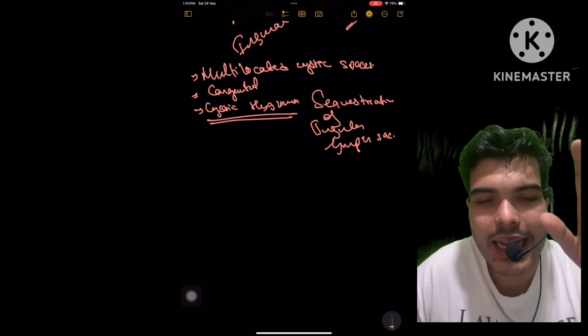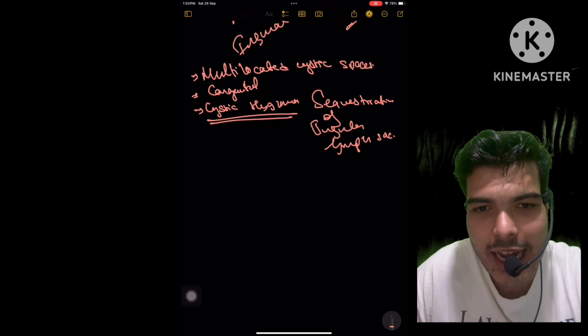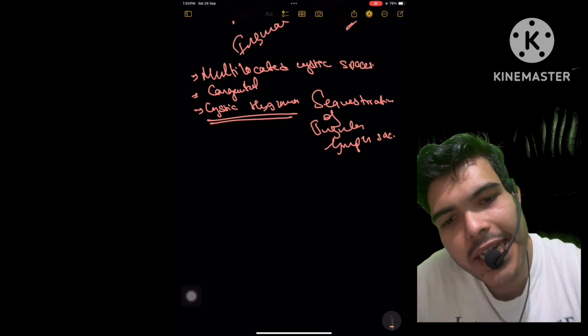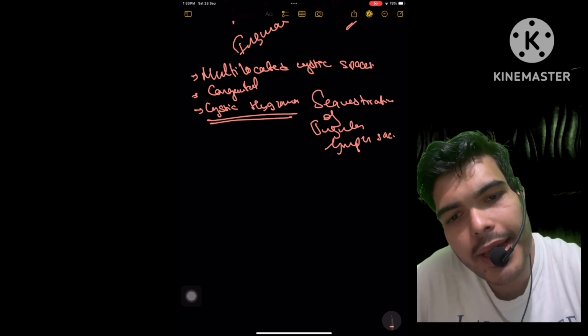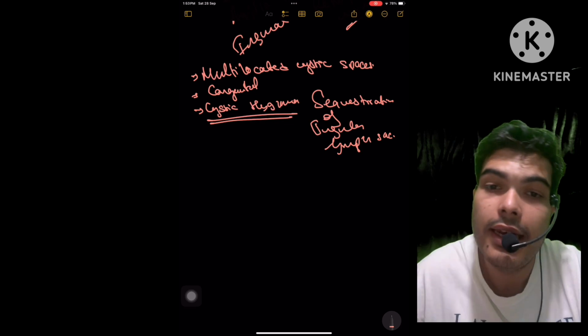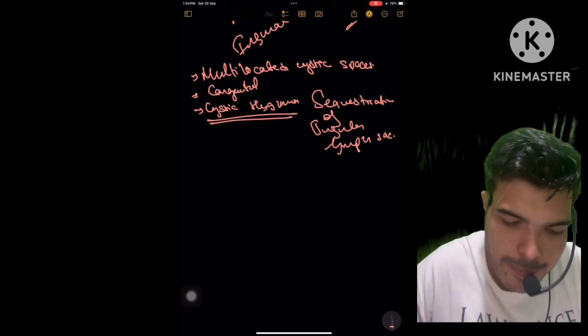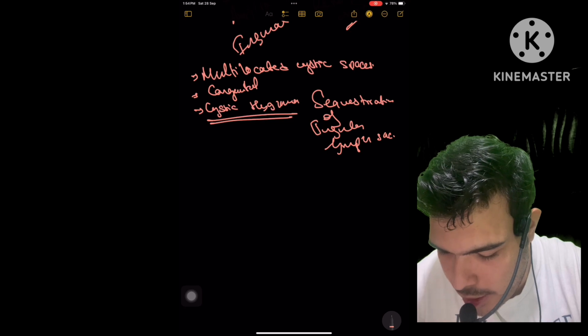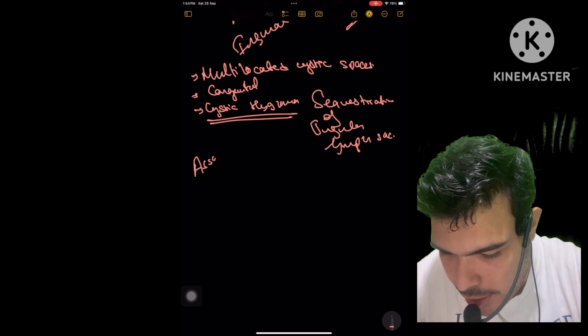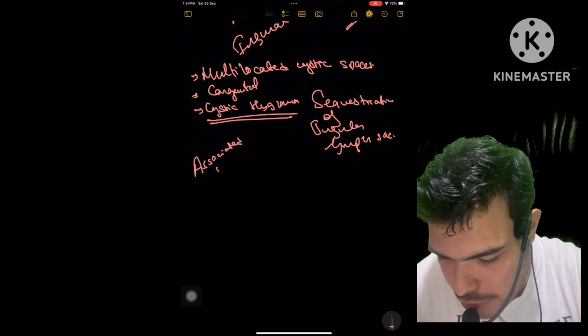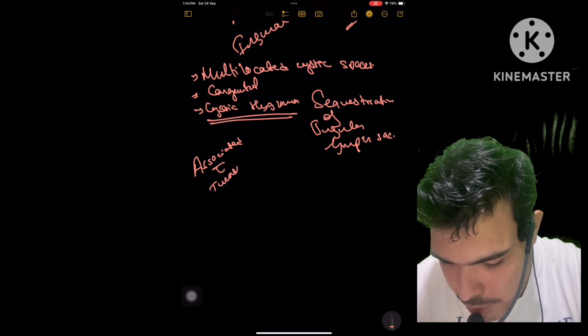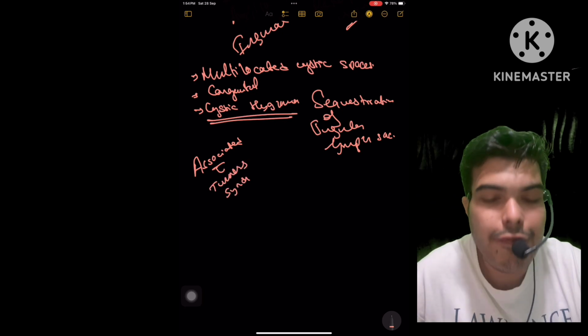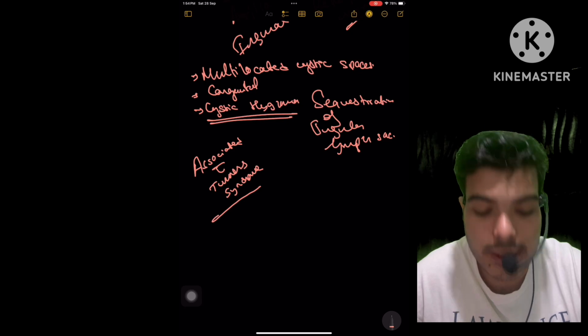It is lined by endothelial cells, and it tends to imbibe the lymphatics within itself. It is associated with Turner's syndrome. In 50% of the cases, it is present at birth.